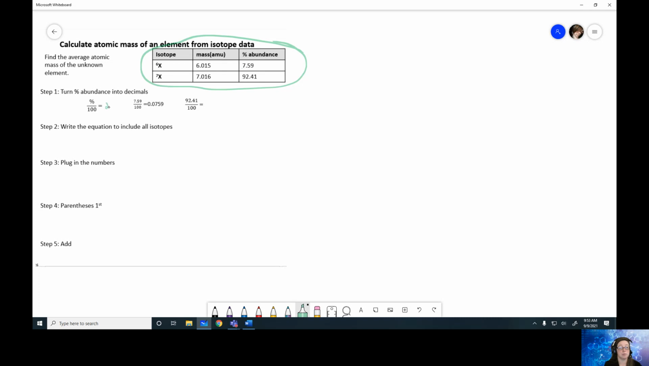Equals a decimal. Okay. So now we're going to do the same thing over here. So 7.59 divided by 100 is 0.0759. 92.41 divided by 100 is 0.9241. Okay. Now we're going to write out the equation to include all isotopes.